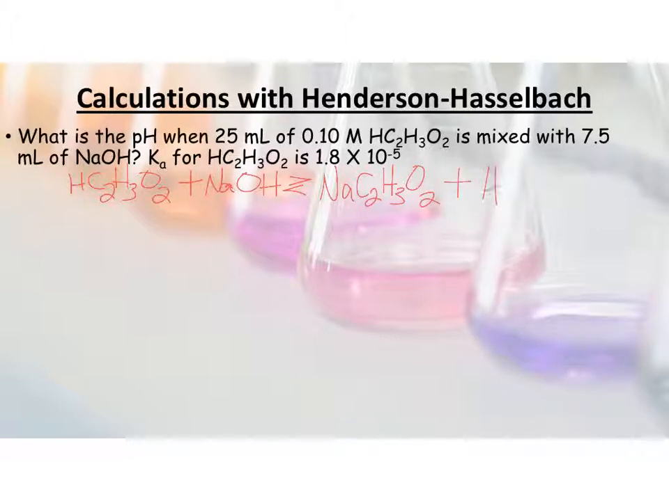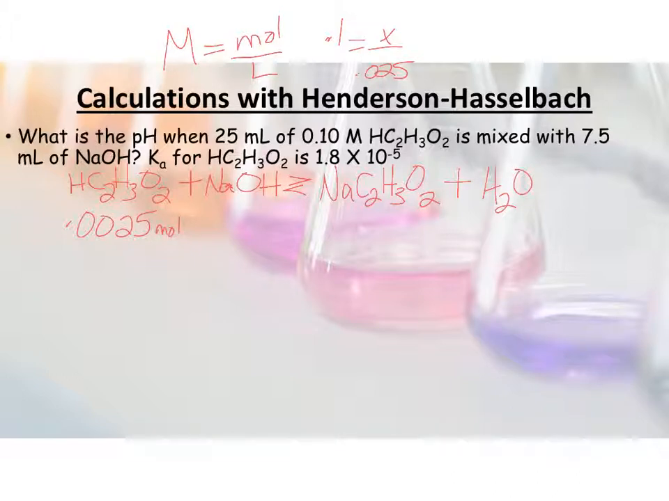Okay, so first thing I need to do is I need to figure out how much of my acid is actually going to get reacted, right? So in order to do that, I need to know the concentration, or not the concentration, I need to know the moles of my acid. So I'm going to do molarity equals moles over liters. So I got my 0.1 equals X over 0.025, cross multiply, and I get 0.0025 moles of my acid.